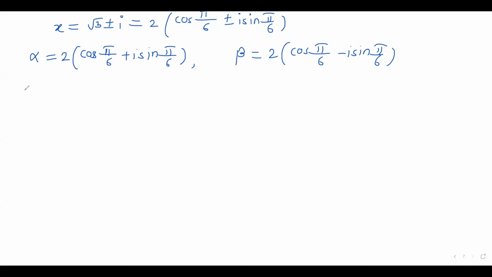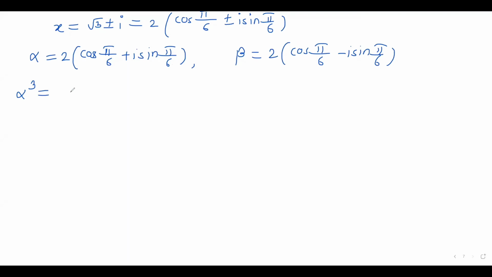So first of all, alpha cube. Now what will alpha cube be? 2 raised to 3 into cos of 3 into pi by 6. Using De Moivre's theorem we have to solve. So this will be cos 3 pi by 6 plus i sin 3 pi by 6. That will be cos pi by 2, right? Plus i sin pi by 2.